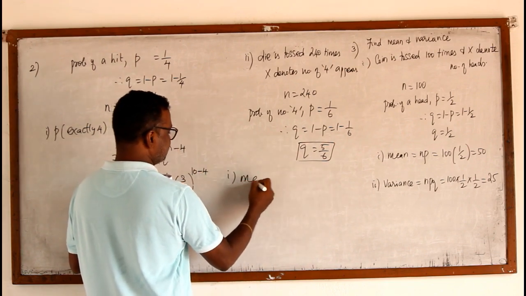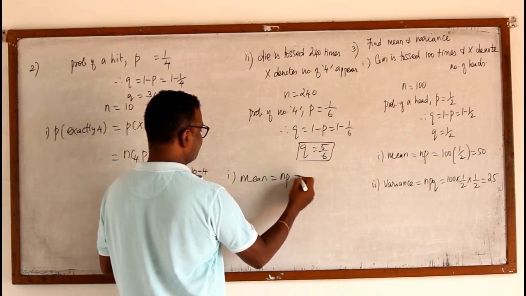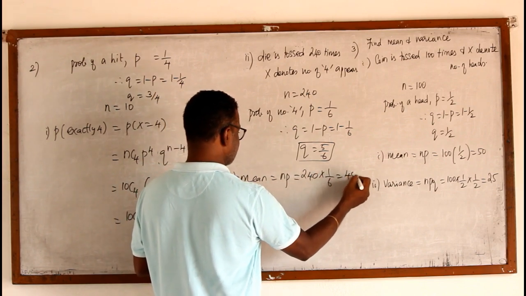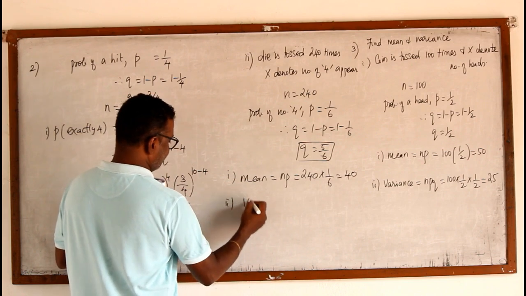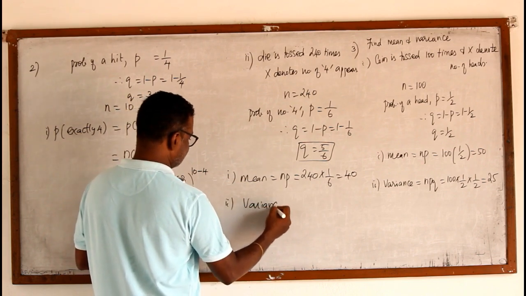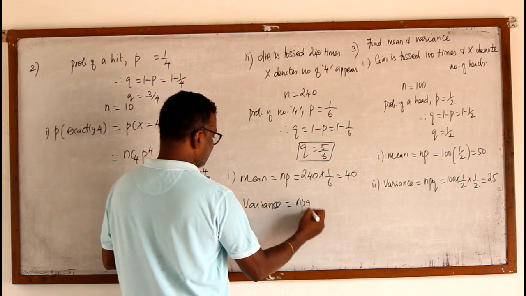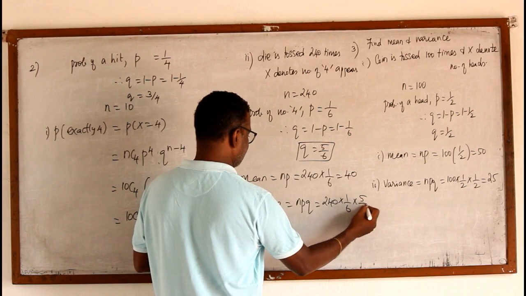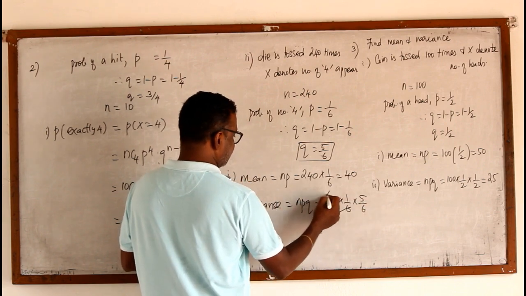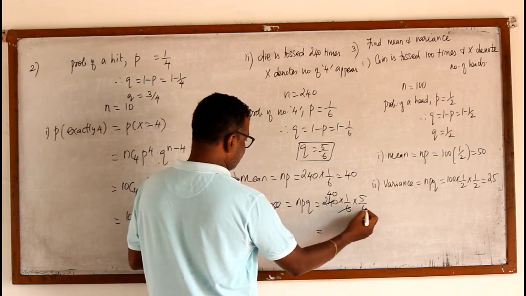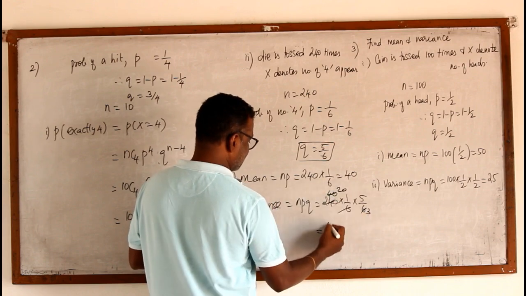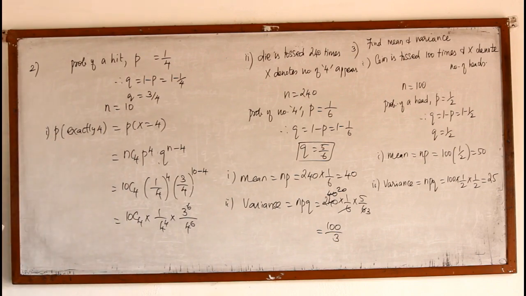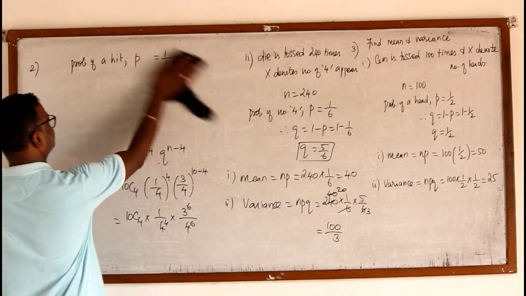Now, mean, we know it is np. n is 240 into 1 by 6. Is it not 40? And second one, variance. Variance is npq: 240 into 1 by 6 into 5 by 6. 40 times, again this is 3 times, 20 times. So 100 by 3. This is our variance. With that, third problem is over.